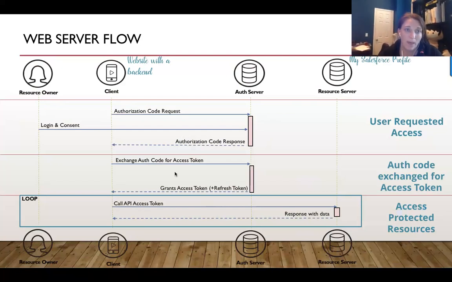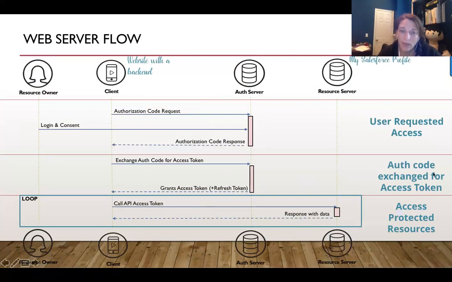So let's look at the web server flow. If you remember from episode 1, the scenario is you're working on a website, it's got a backend, and this website wants some information about your Salesforce profile. So when you access that feature on the website, you are then redirected to an authorization server, which is the Salesforce authorization server. If you haven't logged in and given consent, you'll be presented with a little screen which shows you which scopes are in play. If you accept, the authorization server then responds with an authorization code to the client. That portion is the user access, the authorization that has been given by the authorization server to the client. The client then takes that authorization code and swaps it for an access token. So this is kind of an extra step for better security.